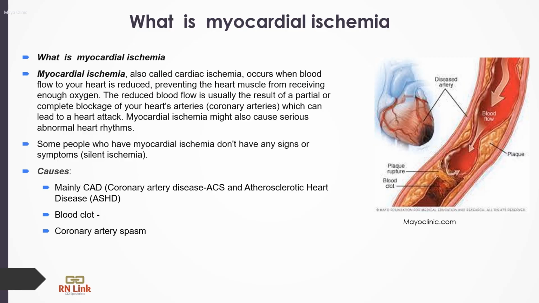Myocardial ischemia, also called cardiac ischemia, occurs when blood flow to your heart is reduced, preventing the heart muscle from receiving enough oxygen. The reduced blood flow is usually the result of a partial or complete blockage of your coronary arteries, which can lead to a heart attack. Myocardial ischemia might also cause serious abnormal heart rhythms. Some people who have myocardial ischemia don't have any signs or symptoms, also called silent ischemia.